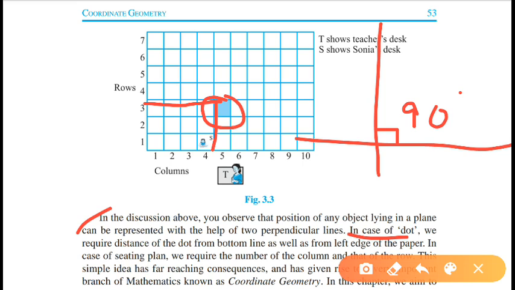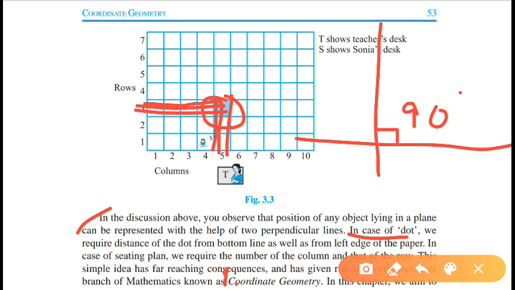In the case of the seating plan, we require the number of the column and the number of the row, which column and which row. So if it is 5 comma 3, fifth column, third row. This simple idea has far reaching consequences and has given rise to a branch of mathematics known as coordinate geometry. So this is the important thing.